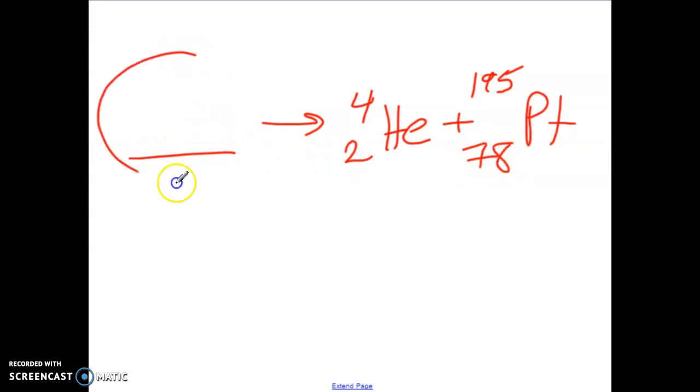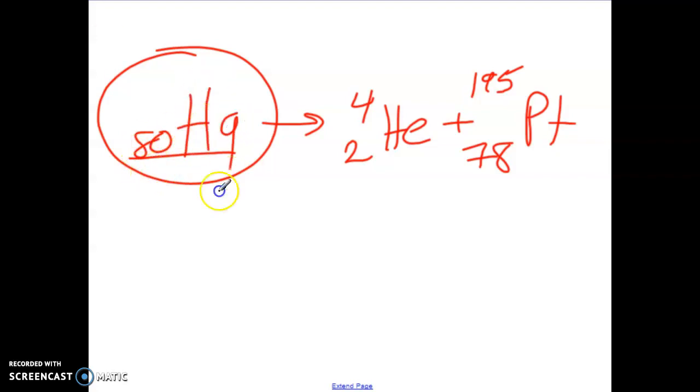In order to figure out what it started at originally, you have to essentially add it back in. So originally this must have started off with 80 protons because it's 78 plus 2. So when you look this up on the periodic table, it's showing that it's mercury. To figure out the mass that it originally was, remember 4 broke off the nucleus, so you would take your 195 and add back in our 4, which is 199.